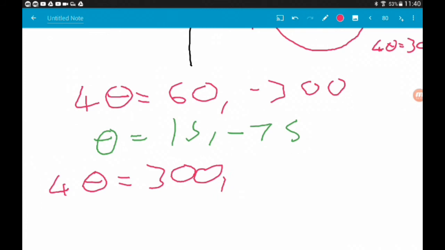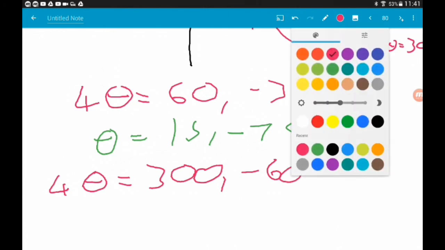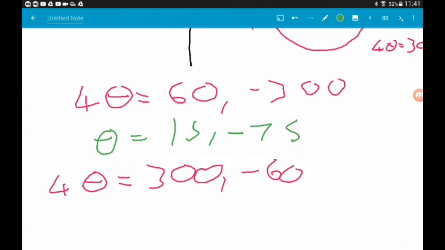Now again, if we add 360 onto that, we are outside of our interval, but if we subtract 360, we get minus 60, which is definitely inside of our interval. So if we divide these two by 4, we get our other two values for theta. So 300 divided by 4 is 75, and minus 60 divided by 4 is minus 15. So that are our 4 values of theta.